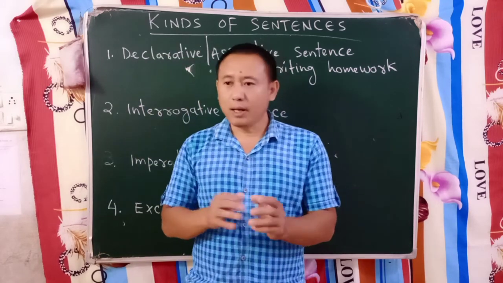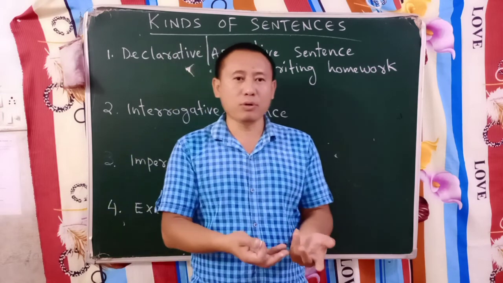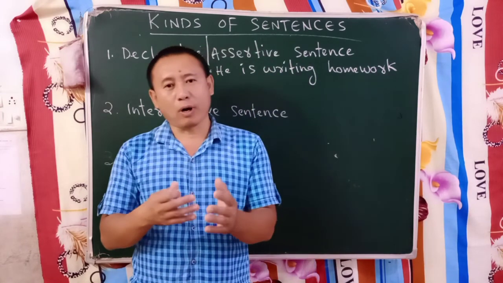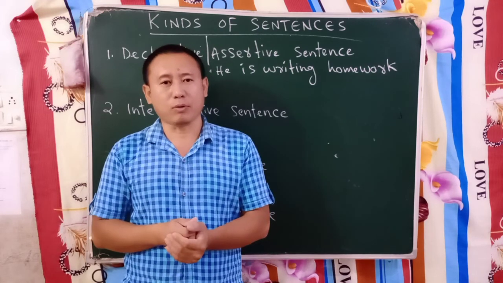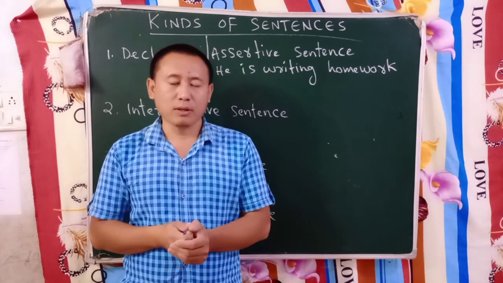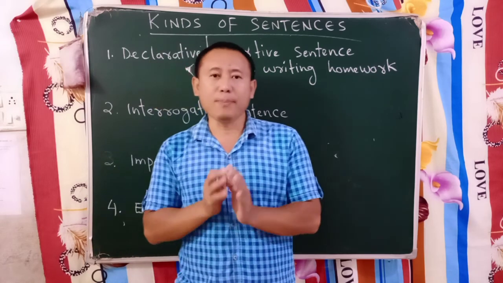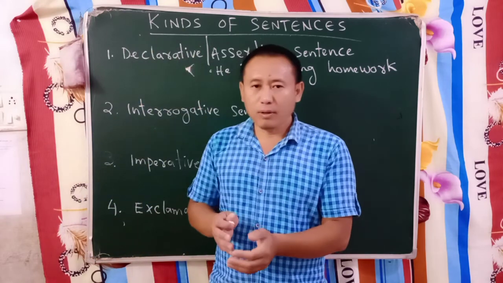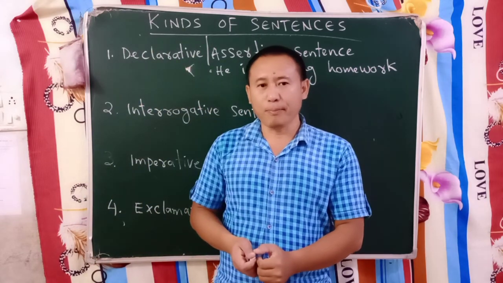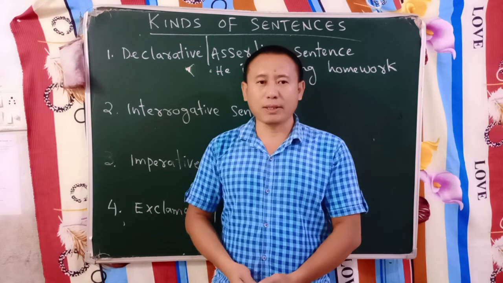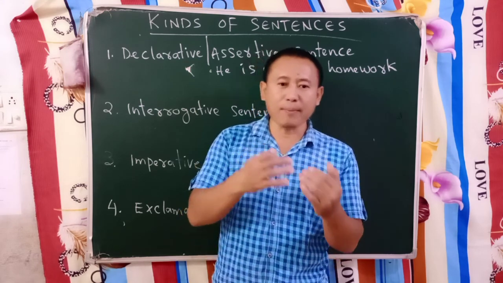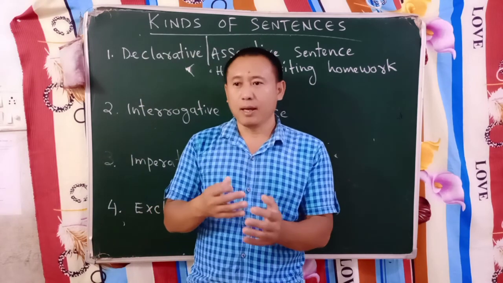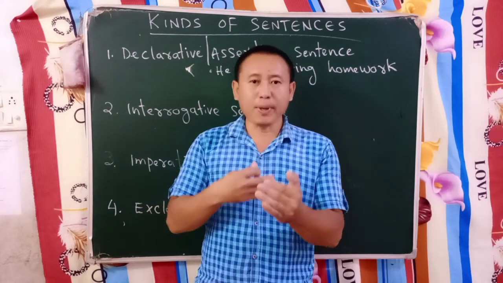Study well, learn well, always do good, help the poor people. This type is advice we give to other people. We are giving advice to others. So such type of sentences we call imperative sentence. Request. Please give me your book. Please give me some water. Please come here. Please come and sit with me. Please come with me. We make requests like this, and we call it imperative sentence.